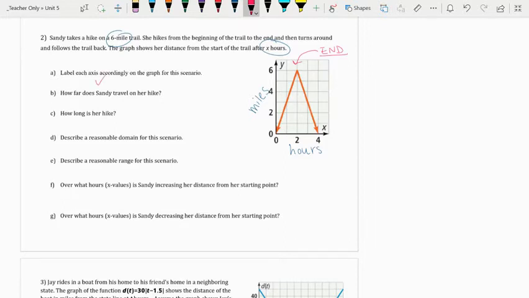How far does Sandy travel on her hike? Okay, well, we have to think about how far. So this is talking about your Y values, right? And it doesn't say what's the longest distance. It says what the whole thing is, right? So she goes 6 miles there and 6 miles back, which gives me 12 miles. Now, how long is her hike is talking about the hours, right? If we focus on the X's, it starts at 0, 0 and goes to 4, 0, which means it would take 4 hours.